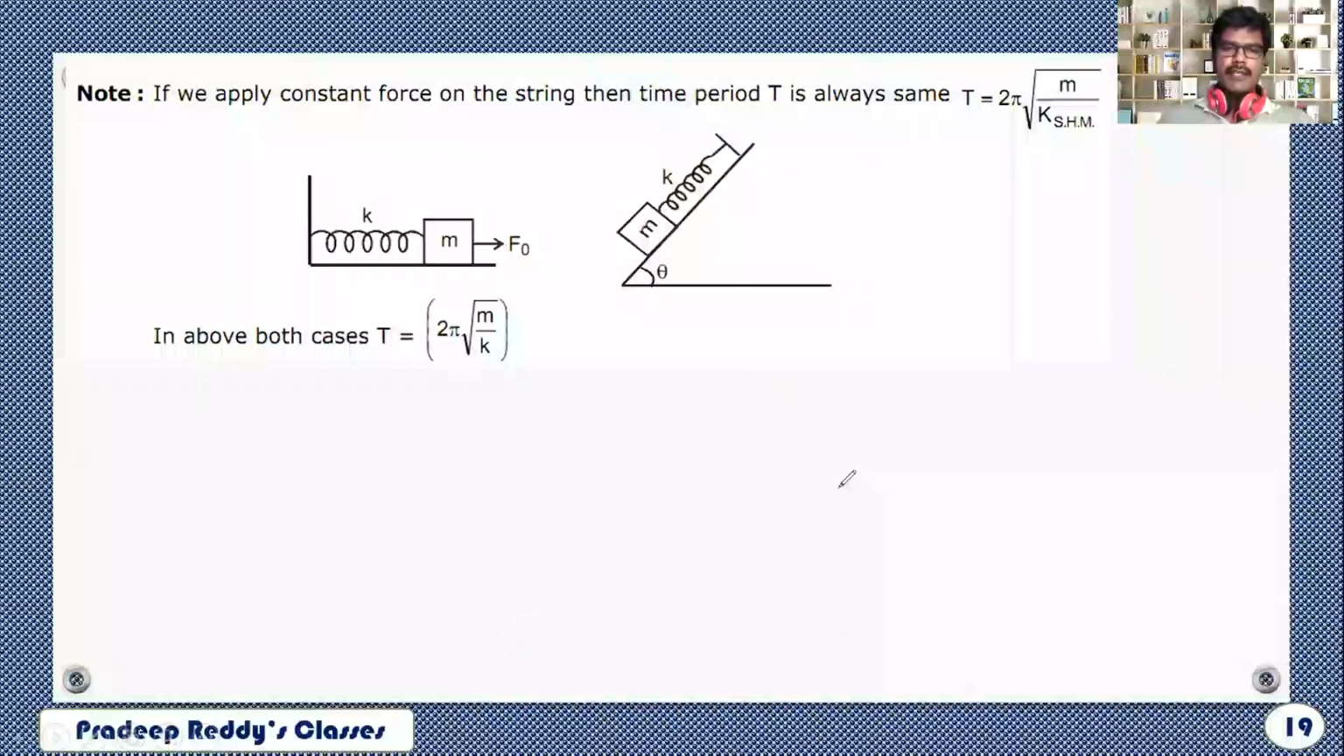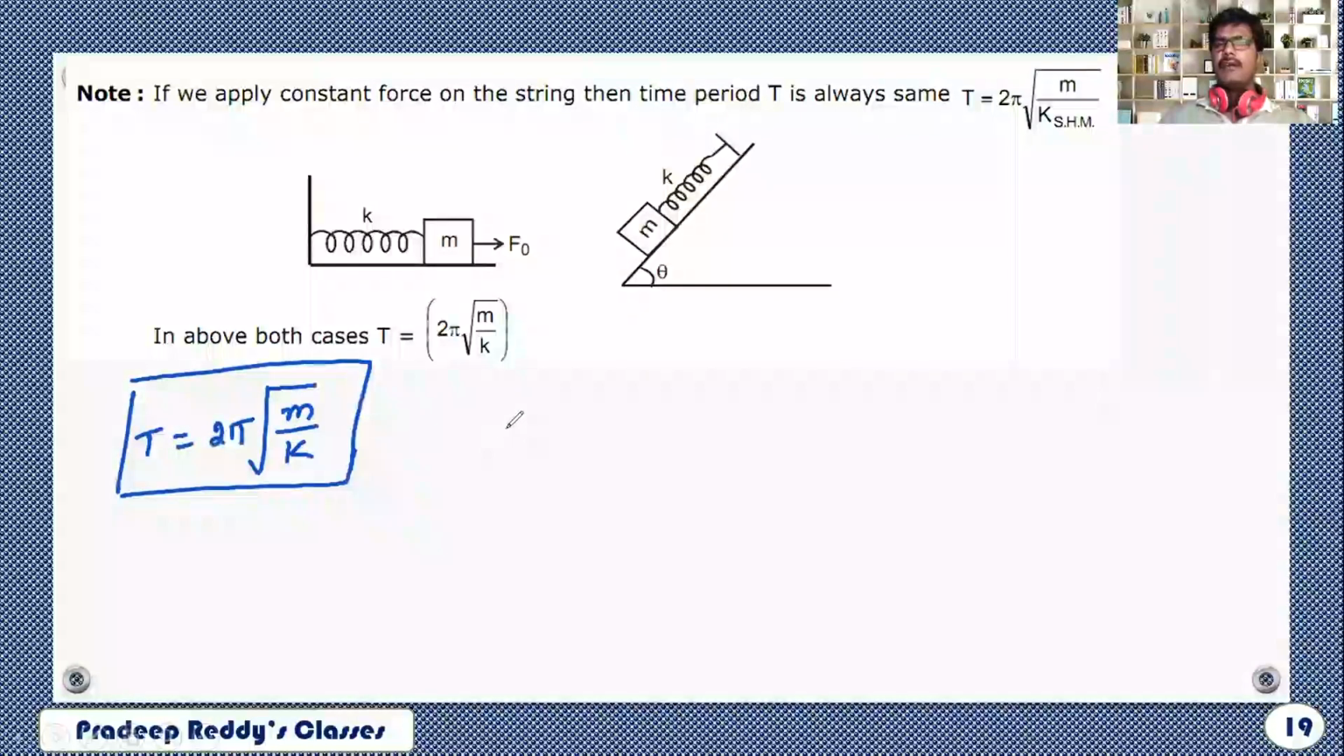Students, we already have learned the equation for the time period of a mass attached to a spring which executes simple harmonic motion. It is 2 pi under root m divided by k. This is the equation for time period, and it is independent of acceleration due to gravity. Time period only depends upon the mass of the body, and time period is inversely proportional to the spring constant k. This is the spring constant.